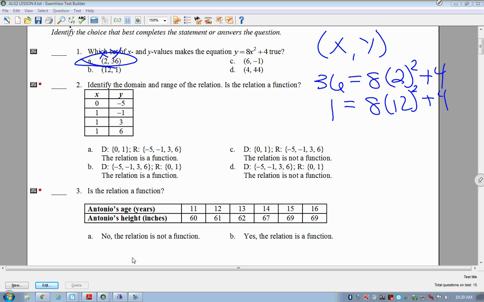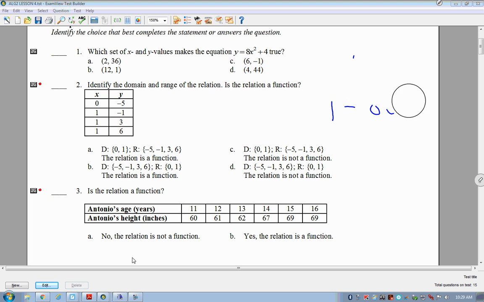All right, so do we understand how question number 1 works? Hopefully. Okay, question number 2, identify the domain and range of the relation. Is the relation a function? Okay, the domain is the x values. Should go from 0 to 1, right? Because that's all it does. Okay, the range goes negative 5, negative 1, 3, 6. So far, that looks good. Now, we want to answer the question, is this relation a function?